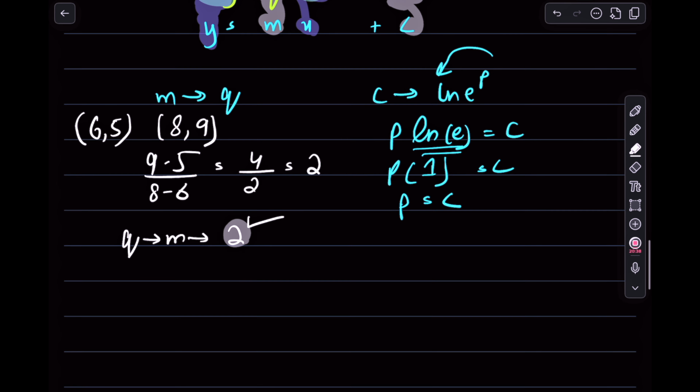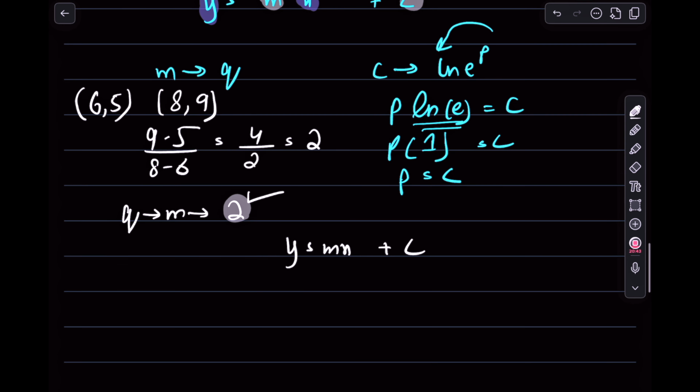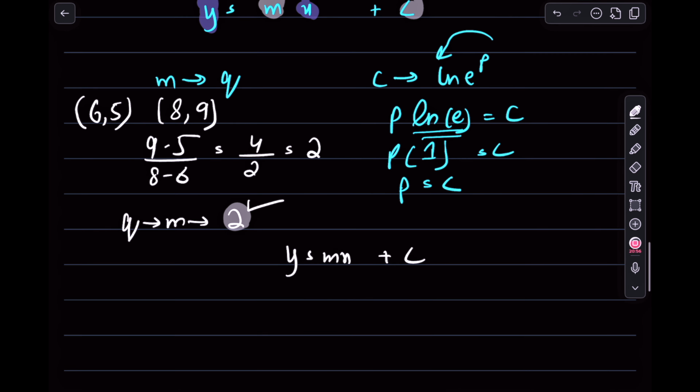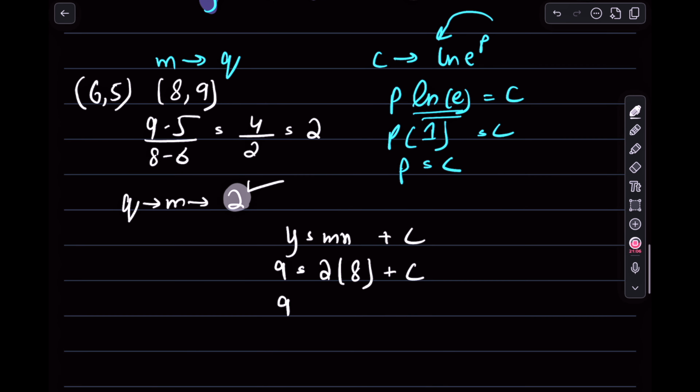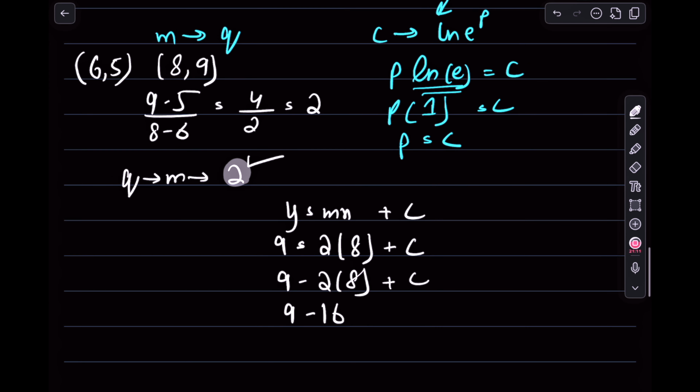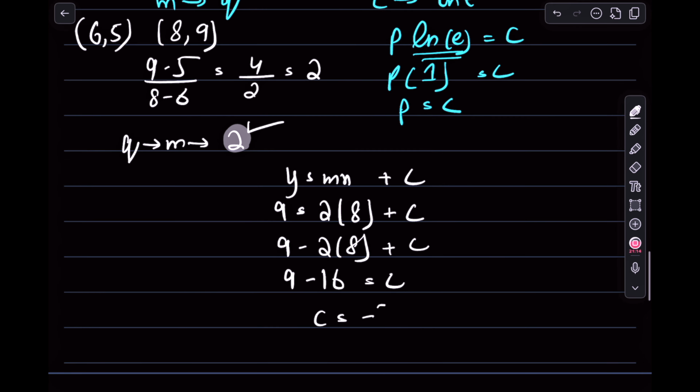Okay, so let me highlight it. And for my y-intercept, I'm going to rewrite my equation y is equal to mx plus c, since now we have converted our logarithm expression into a straight line graph. Let me use the coordinate (8, 9). It's 9 is equal to 2 times my x term, which is 8, plus the y-intercept c. So it becomes 9 minus 2 times 8 equals c. 9 minus 16 is equal to c, and c becomes -7.